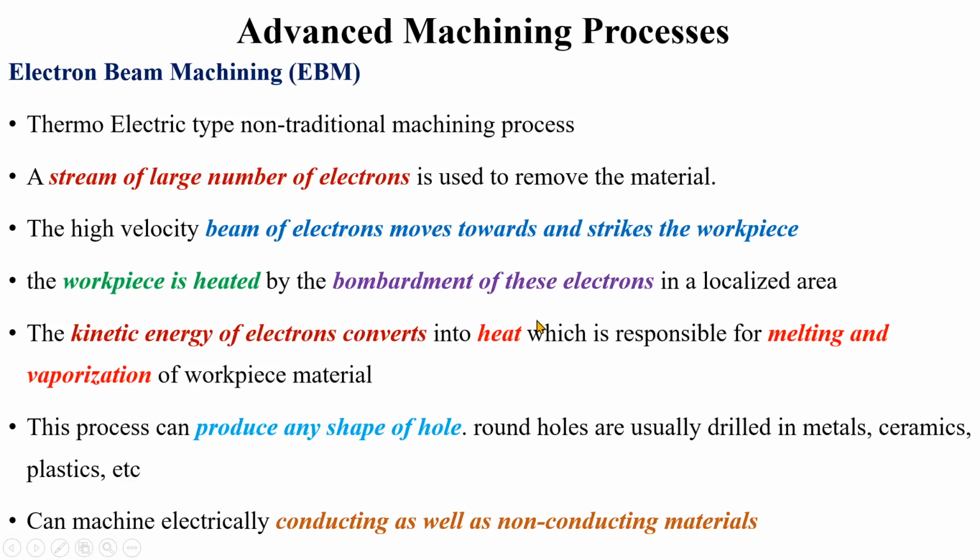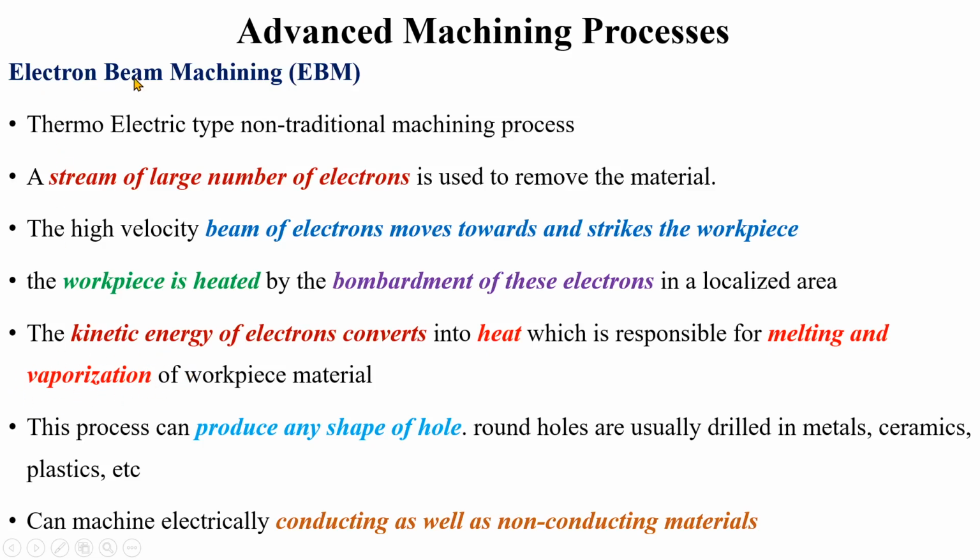So this generated heat on the workpiece surface is responsible for melting and vaporization of the workpiece material. So in case of electron beam machining, the material is removed by means of melting and vaporization. So mostly it will be of vaporization only.